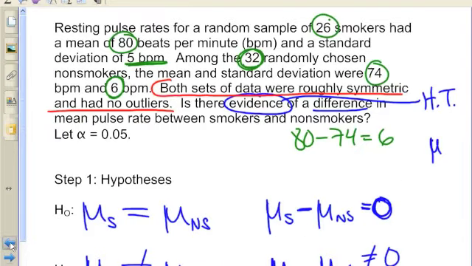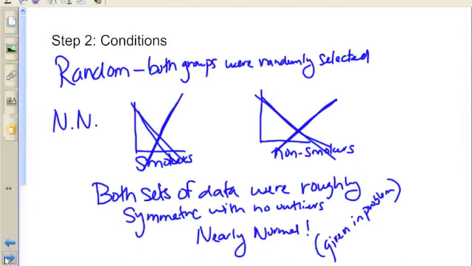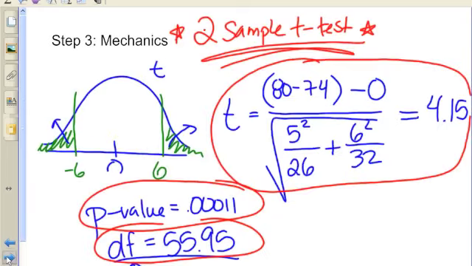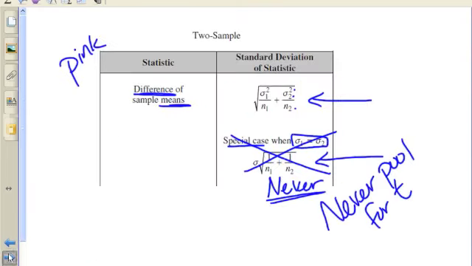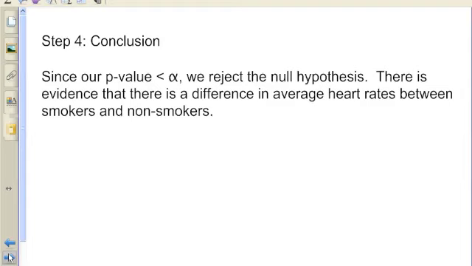We're not? No, we wrote our hypotheses. We checked our conditions. We did all the mechanics. We have a p-value, which means we can write a conclusion. Here's my conclusion. Since our p-value, remember that was that really small thing, is smaller than my alpha of 0.05, that means I reject the null hypothesis. When p-value is low, reject H0. That means there is evidence that there is a difference in the average heart rates between smokers and non-smokers.